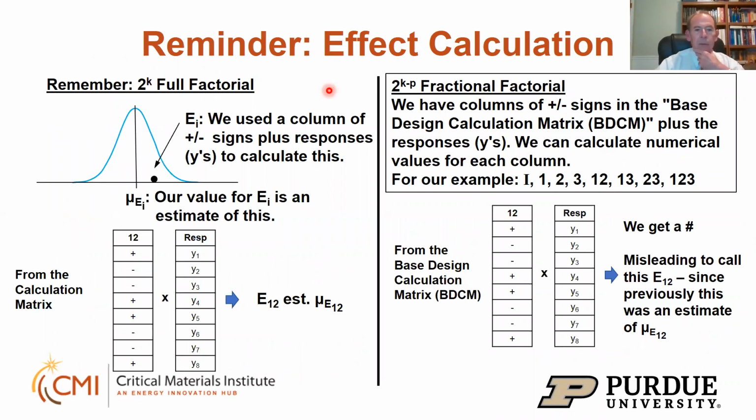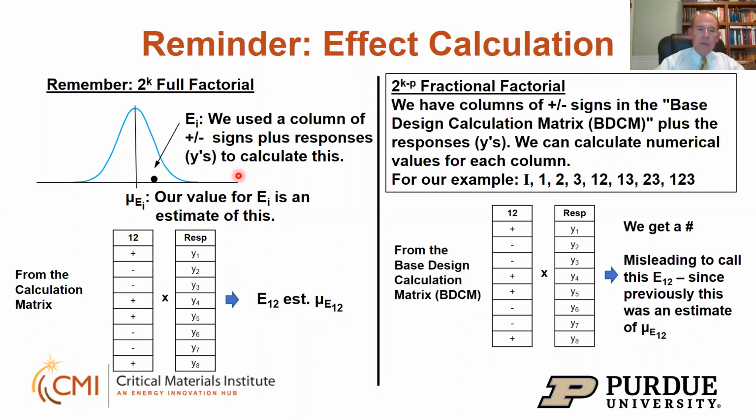One other thing before we move on and start using this in a little example: I want everyone to try to recall what we talked about last time when we calculated effects. I'll just remind you that when we had our effect calculation matrix last time, maybe I had column 1, 2, and it looked something like this. What we did was we took that column of plus and minus signs, multiplied it times the responses, and we got a calculated number, and we called it E12. That effect, we said, was an estimate of the true but unknown mean effect of variable 1, 2.